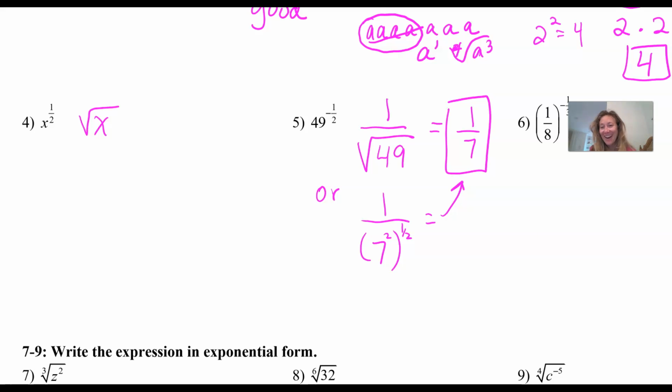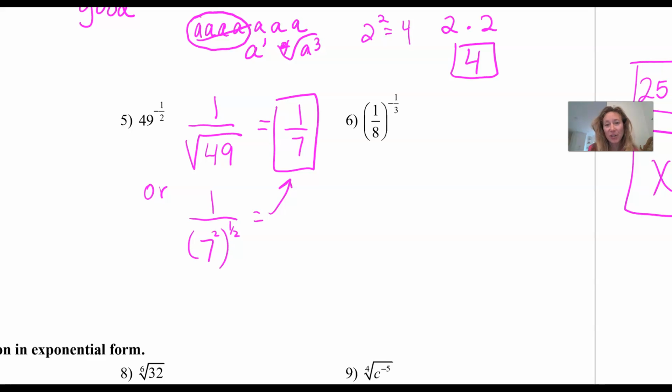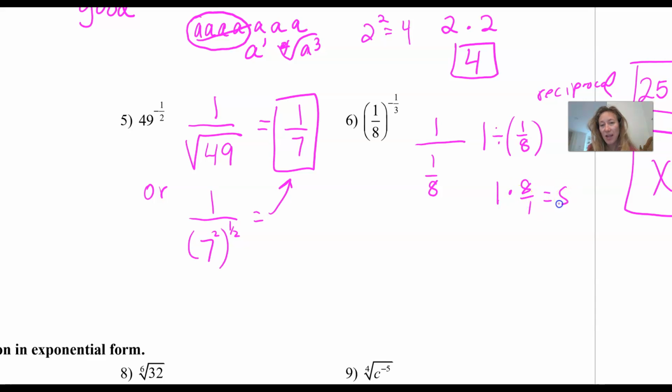These are so fun. Sorry, I just love them. And then number 6, this is a cool one. I have a negative exponent on a fraction. So really I've got 1 over 1/8, which is better written as 1 divided by 1/8. And remember, when we have that division, we multiply by the reciprocal. So it'd be 1 times 8 over 1, which is just 8.